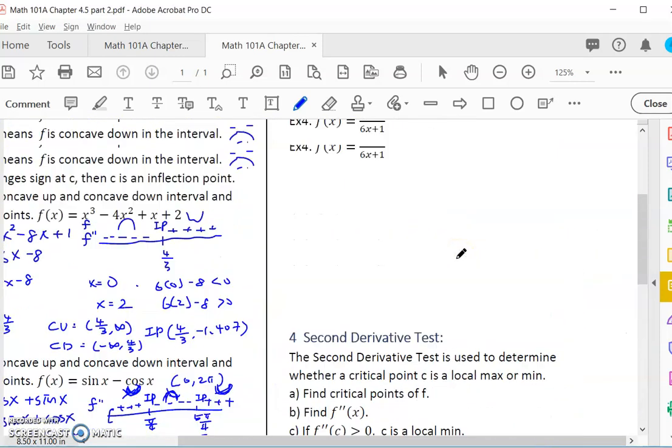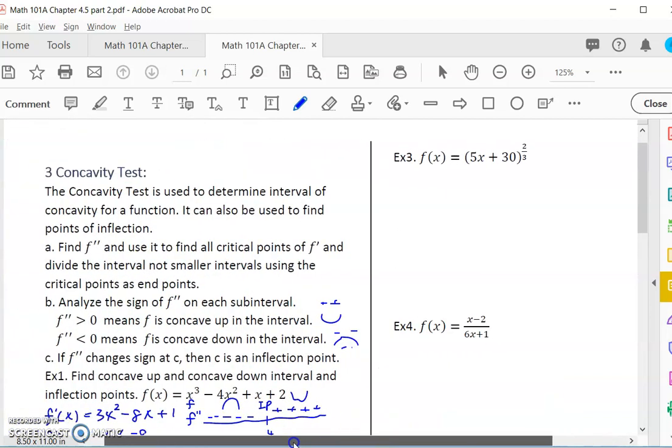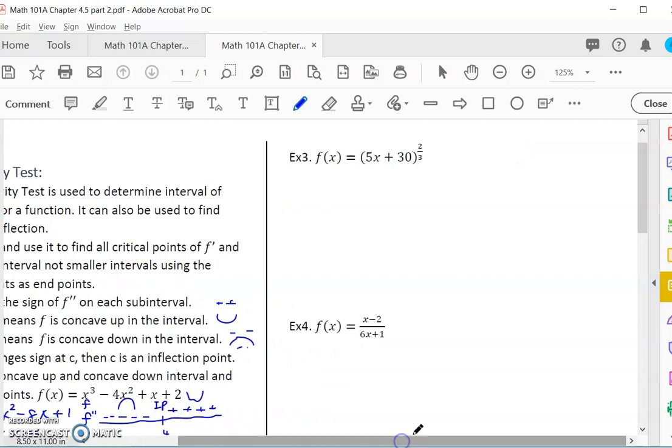Calculus students, hello. This is chapter 4.5. Continue with concavity test and first derivative test.